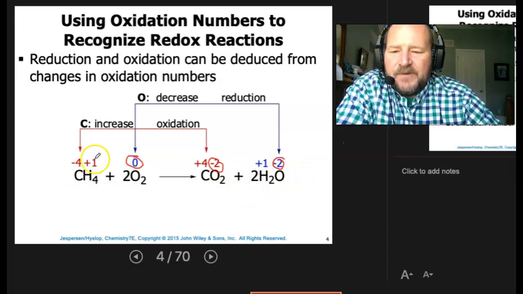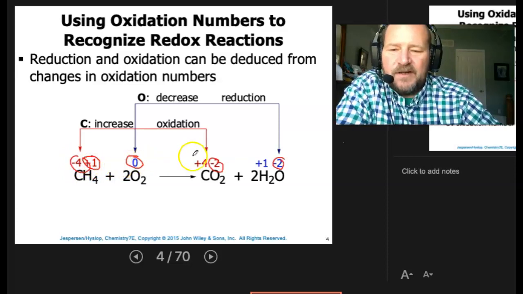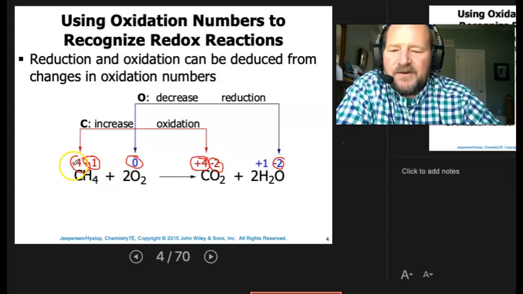For the methane, we know that hydrogen's always a +1. So there it is, +1. That means the carbon then has to be a -4. Now, that might seem a little odd because we saw a case where carbon was a +4, and here over in CO2, it's a +4. Okay, so carbon's going to go from -4 to +4.